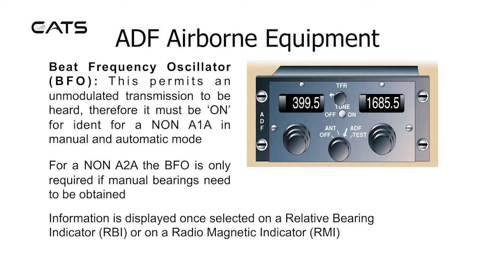ADF airborne equipment. The beat frequency oscillator permits an unmodulated transmission to be heard, and therefore it must be on for ident for a non-A1A in manual and automatic mode type of NDB. For a non-A2A NDB, the beat frequency oscillator is only required if manual bearings need to be obtained and is seldom, if at all, used. Information is displayed once selected on a relative bearing indicator or on a radiomagnetic indicator.